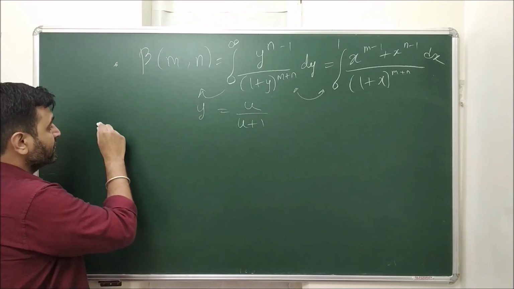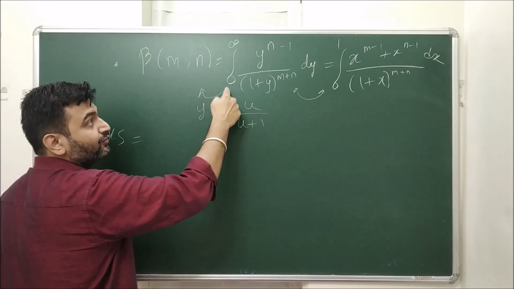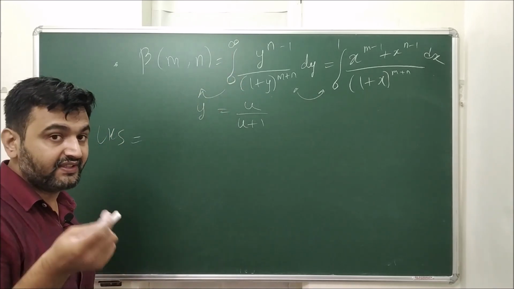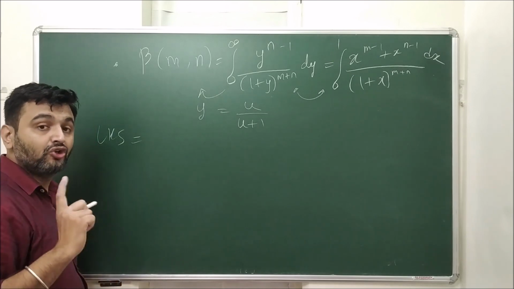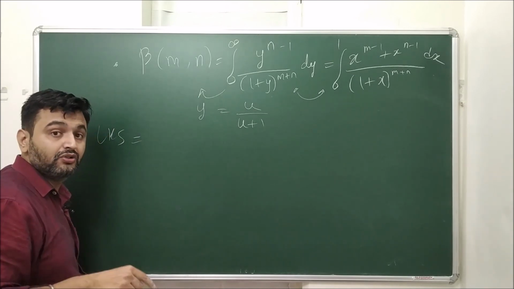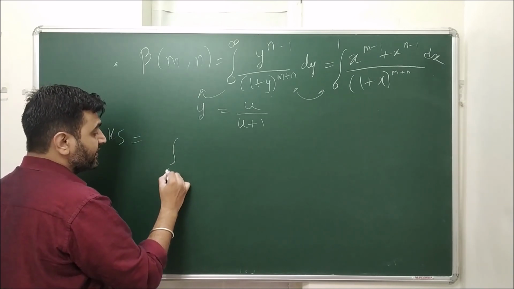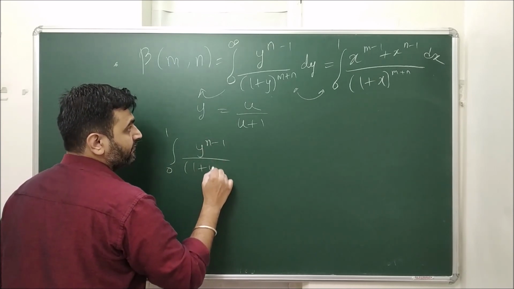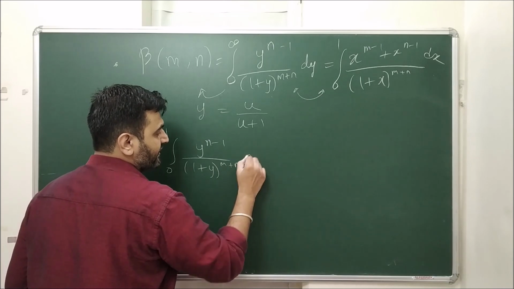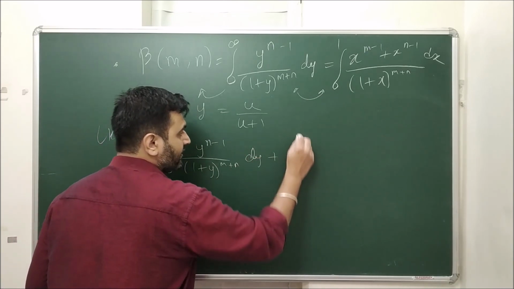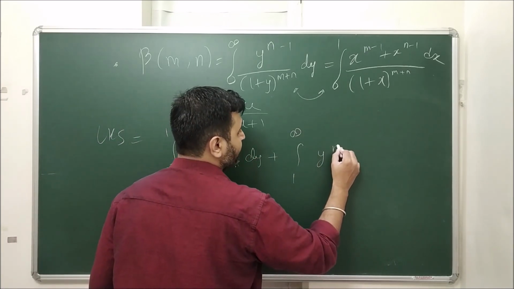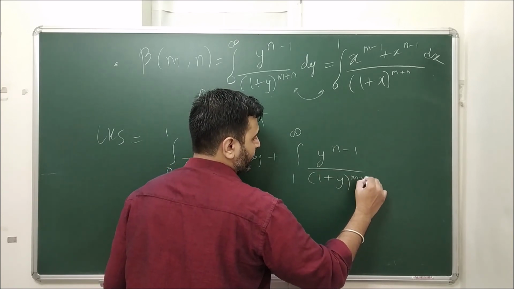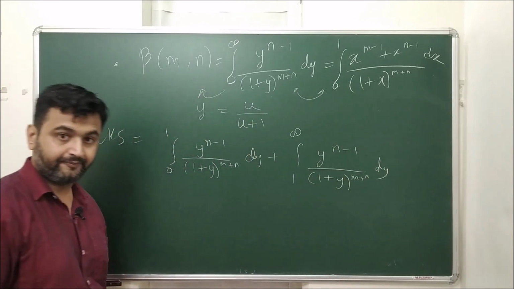Now see, if I want to start with the left hand side, I have 0 to infinity, whereas there I want to prove 0 to 1. And 1 is between 0 to infinity. So what's the obvious thing you do? You bring 1 into the picture. So 0 to infinity is nothing but integral 0 to 1 of y raised to n minus 1 upon 1 plus y raised to m plus n dy, plus integral 1 to infinity of y raised to n minus 1 upon 1 plus y raised to m plus n dy.